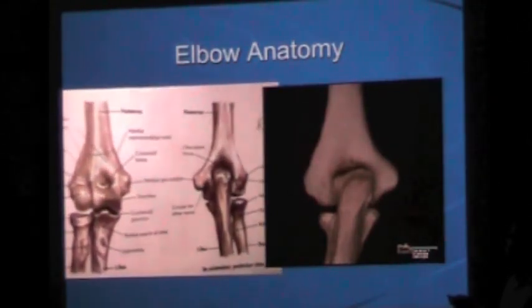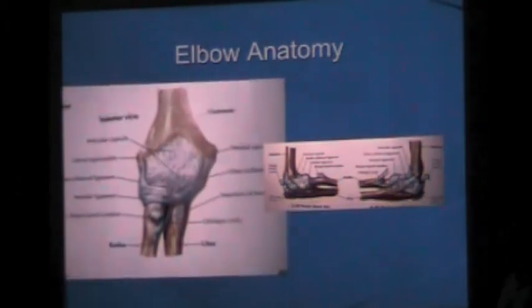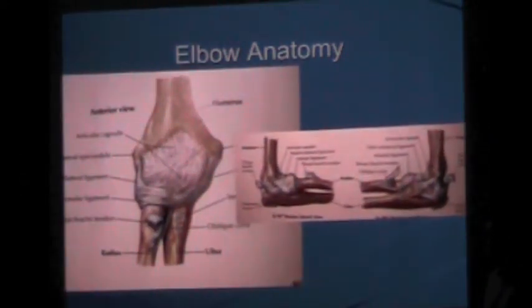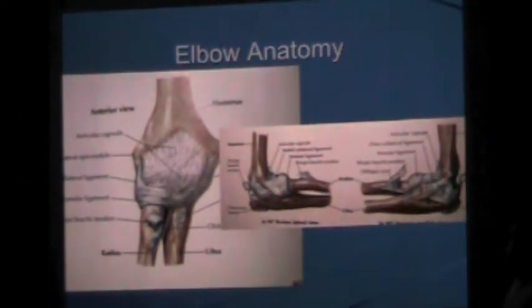Okay, so as far as the capsular structures within the elbow, some of the main ones you want to think about are the lateral structures here. You've got the radial collateral ligament, which goes from the radius to the lateral epicondyle. You've got the ulnar collateral ligament, and these are the views that you want to look at here.